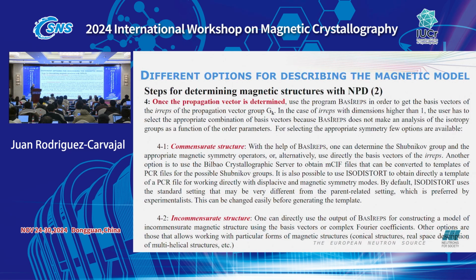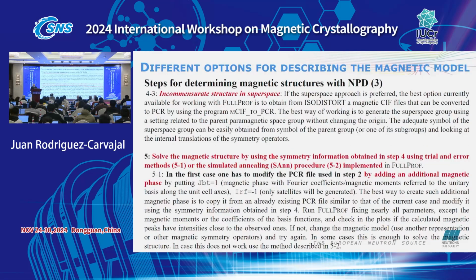In the case of an incommensurate structure, you can directly use the output of BASIREPS for constructing a model of the incommensurate magnetic structure using the basis vectors or complex Fourier coefficients. Other options are those that allow working with particular forms of magnetic structure. We also have possibilities to work. I will explain that a little bit later.